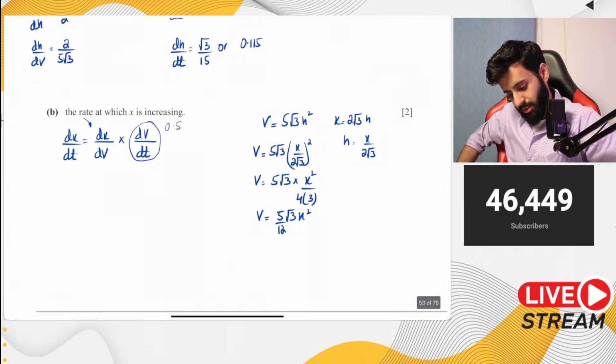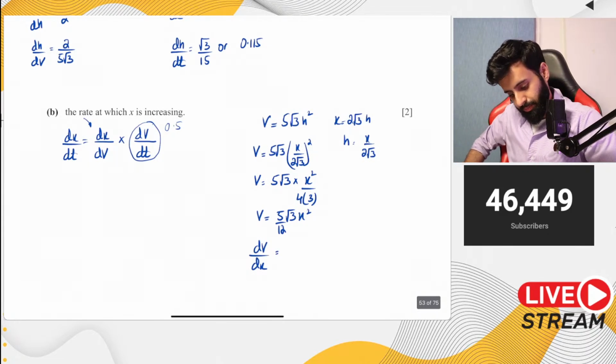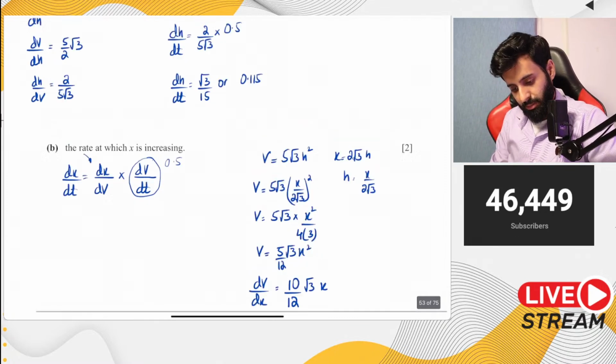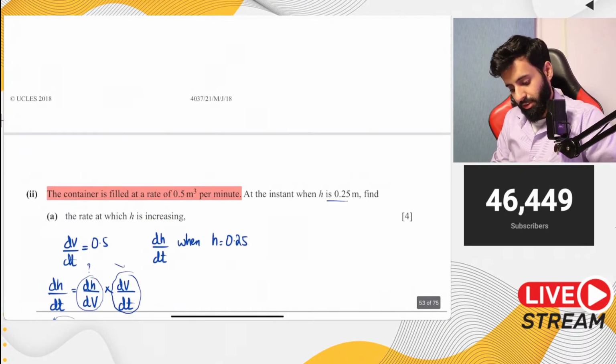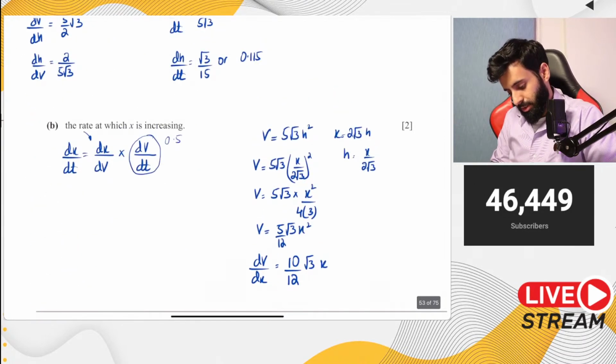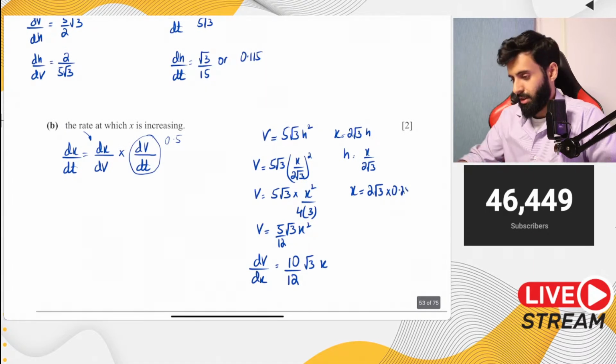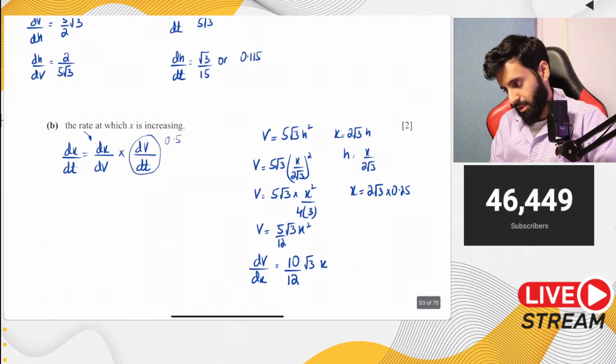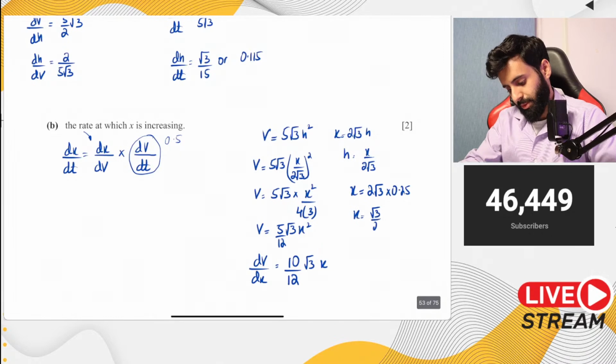Then if you differentiate this, what will dv upon dx be equal to? dv upon dx is going to be equal to 2 into 5, which is 10. So 10 upon 12 under root 3 x. Now we need the initial value of x. How will we find the initial value of x? We will take it from 0.25. So the initial value of x will be 2 under root 3 into 0.25. So let's see what that is. 2 under root 3 into 0.25. So x is equal to under root 3 upon 2. Okay.